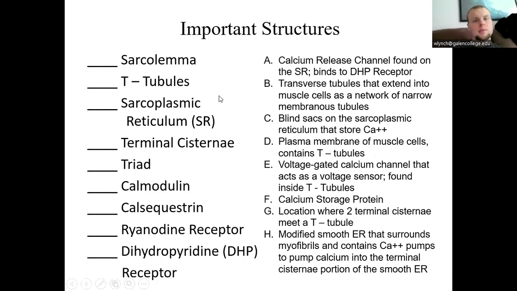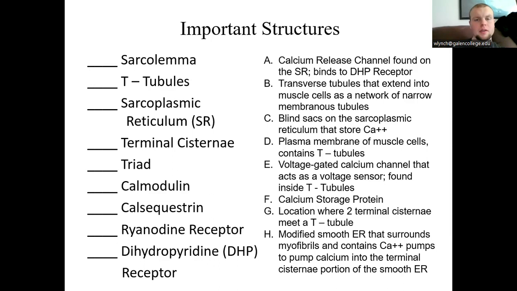So let's look at important structures of the muscle cell. First, we have the sarcolemma. Right? Sarcolemma is the storage place for calcium. So it's going to be where calcium is stored. T-tubules. T-tubules are going to be the modified smooth endoplasmic reticulum that is going to contain calcium pumps to pump calcium into the terminal cisternae. Next, we have the sarcoplasmic reticulum. Then we have the terminal cisternae. Then we have the triad.